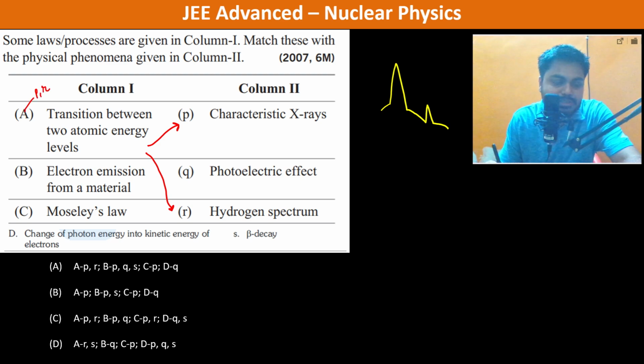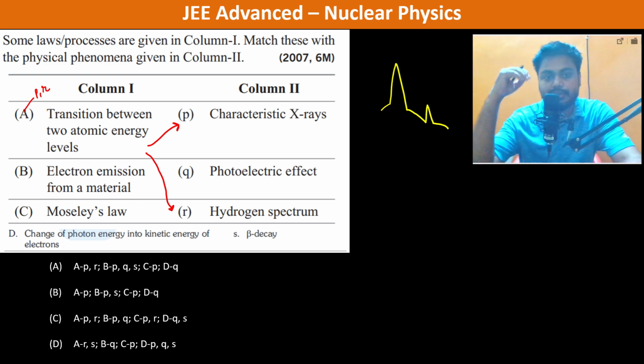Now we go for second one. Electron emission from a material. Electron emission from a material is basically the characteristic X-rays. Yes, characteristic X-rays have these electrons which are emitting from a material.